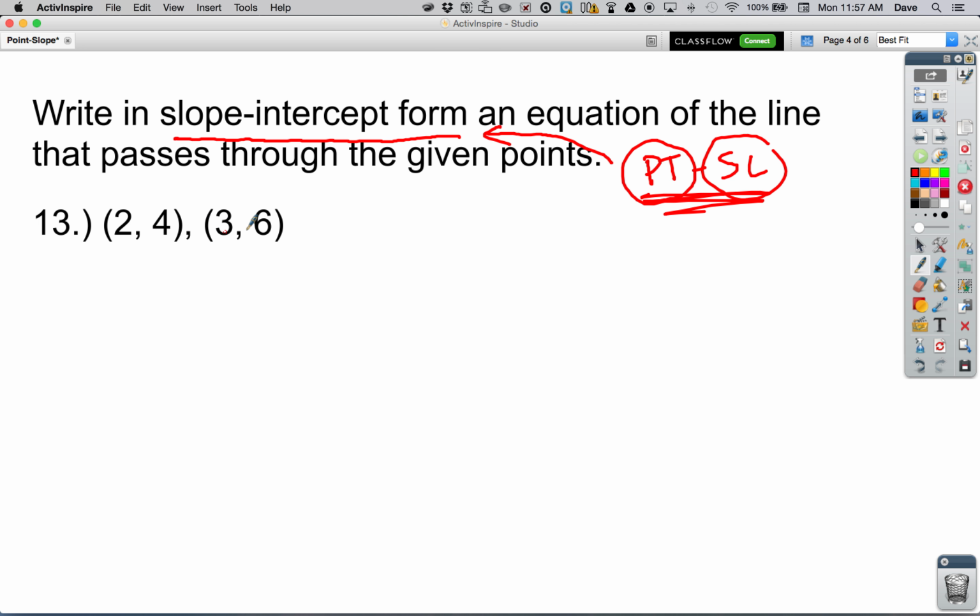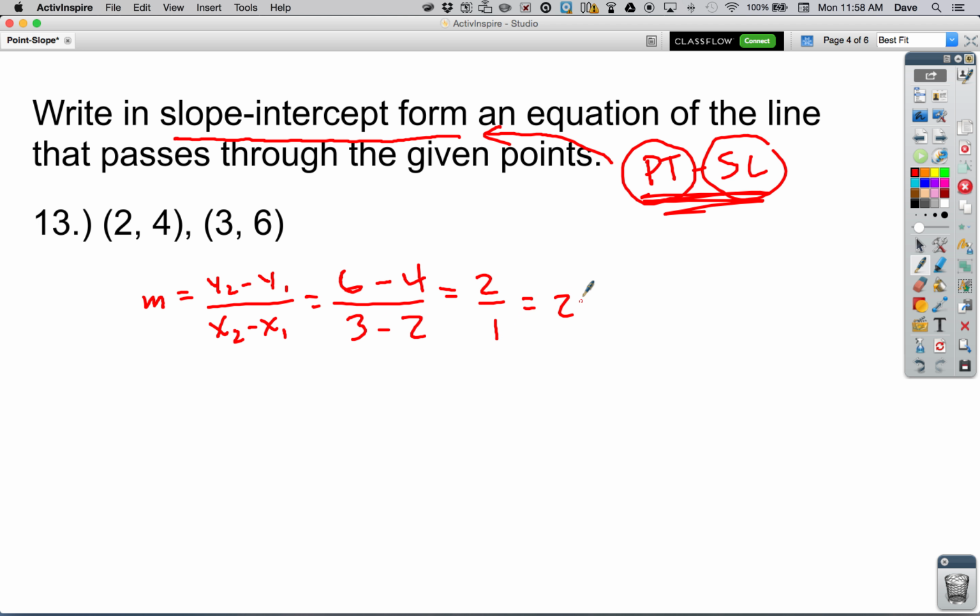Given 2 points of a line, you learned back in December how to find the slope, which was that formula for slope. M equals y2 minus y1, which gives us the rise, over x2 minus x1, which gives us the run. So this would be y2 minus y1, 6 minus 4, over x2, which is 3, minus x1, which is 2, which would be 2 over 1, which is just 2. All right, so now we've got a slope.